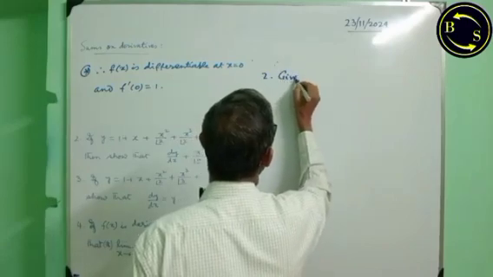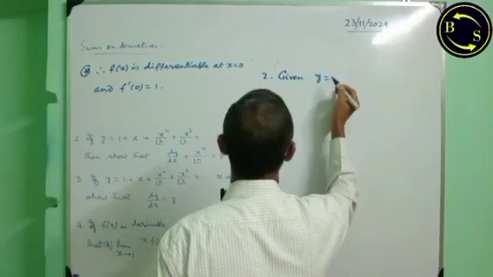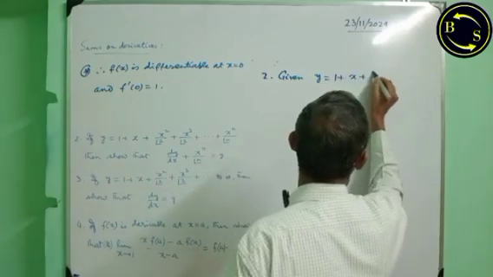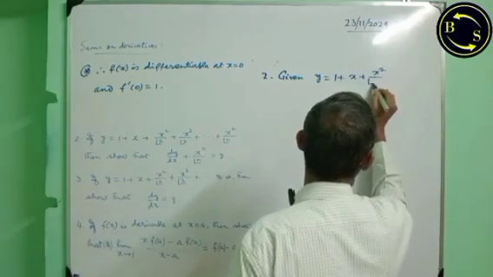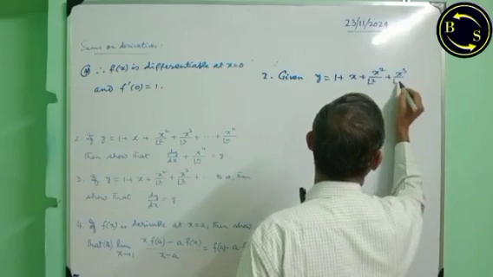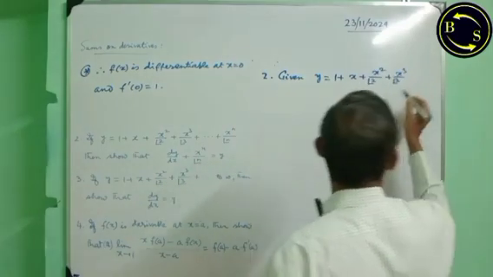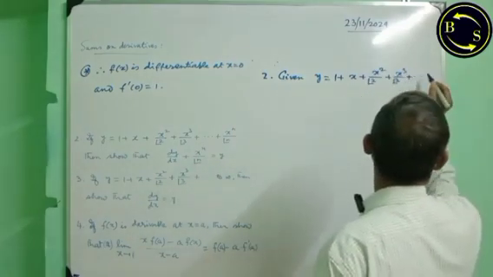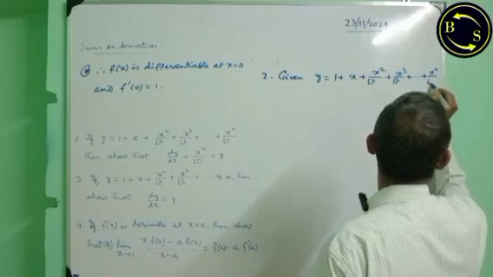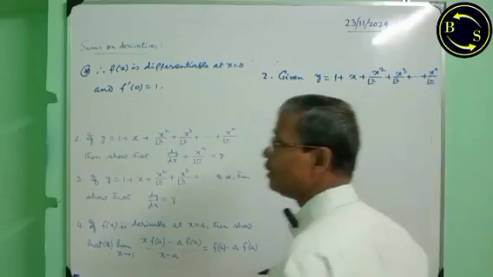Given y is equal to 1 plus x squared by factorial 2 plus x cubed by factorial 3 plus ... x to the power n by factorial n.